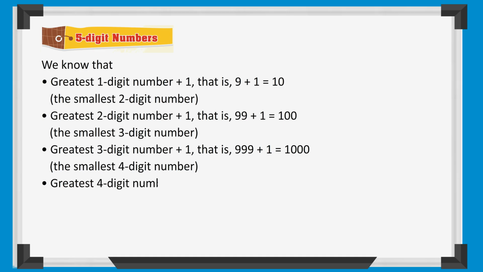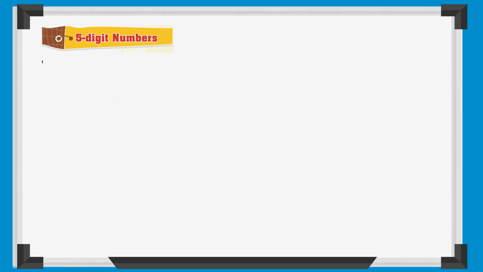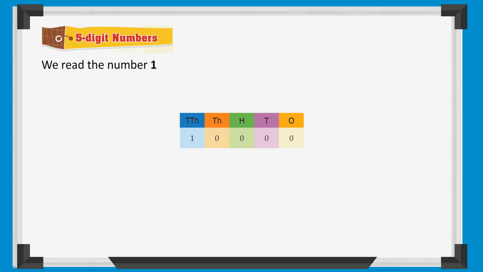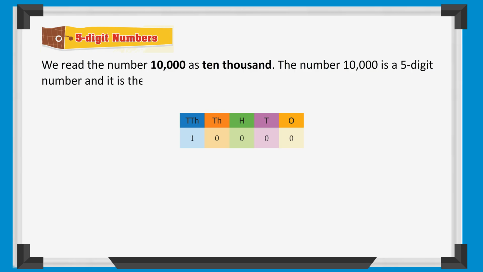Greatest 4-digit number plus 1, that is 9999 plus 1 equals 10,000, the smallest 5-digit number. We write the number 10,000 as 10,000. The number 10,000 is a 5-digit number, and it is the smallest 5-digit number.